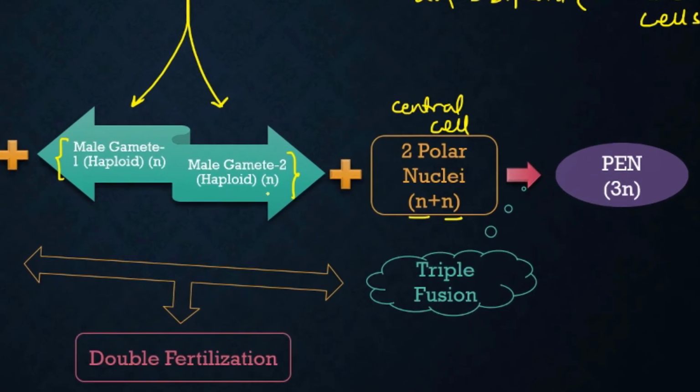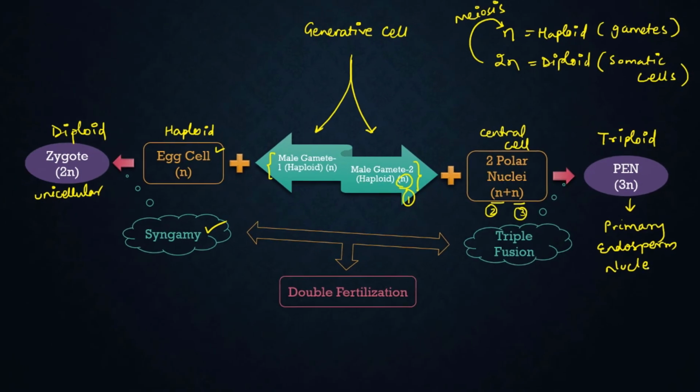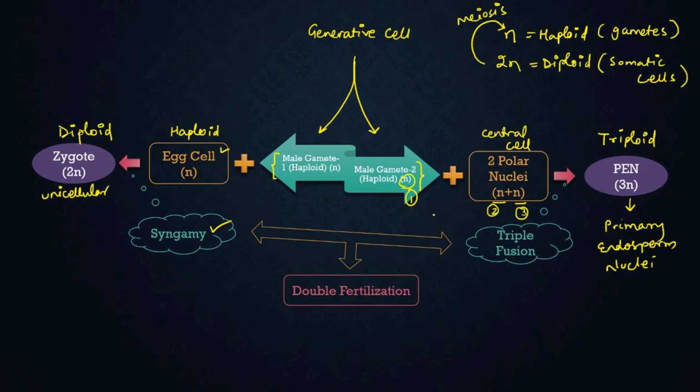So here we are going to have one nucleus here, second nucleus here, and third nucleus here. So here three different nuclei are fusing to give rise to PN, that is going to be triploid in nature. So what does this PN stand for? PN stands for primary endosperm nucleus, as we are going to have the involvement of three different nuclei in this fertilization event.